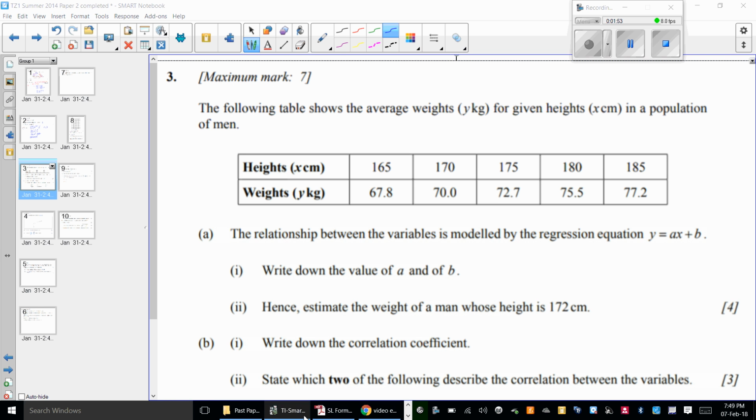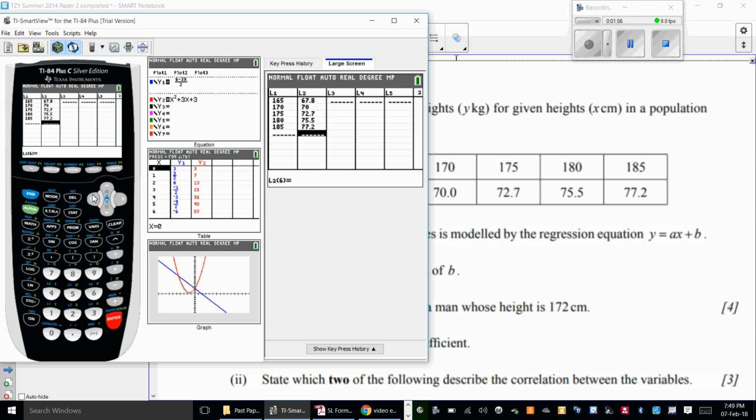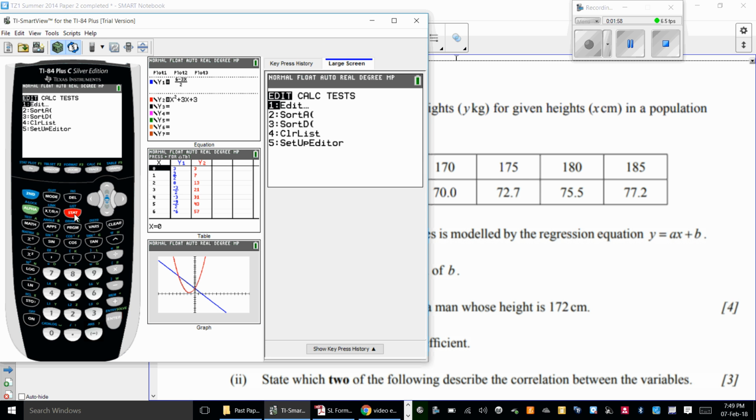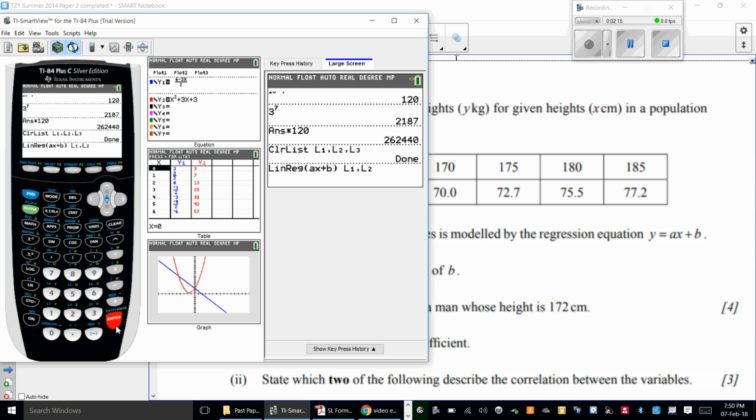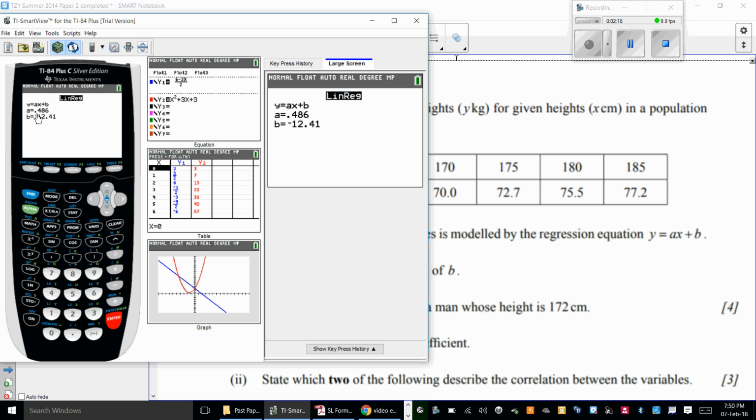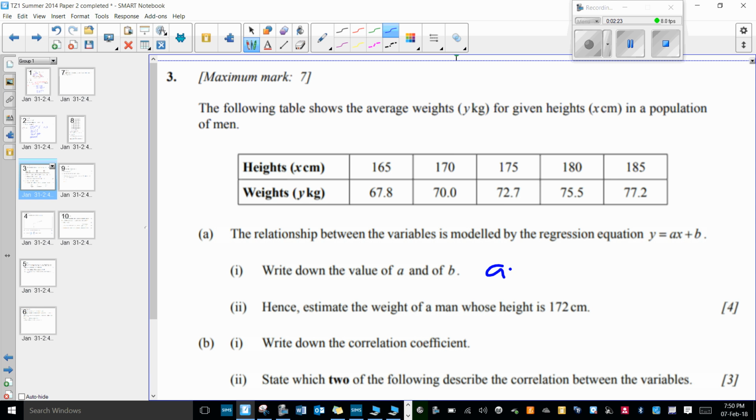We now need to find our equation, our regression line. So we go to stat, calc, and here is our lin reg. So X and Y list, done. There are no frequencies. There we go. Our A is 0.486. And our B is negative 12.4.